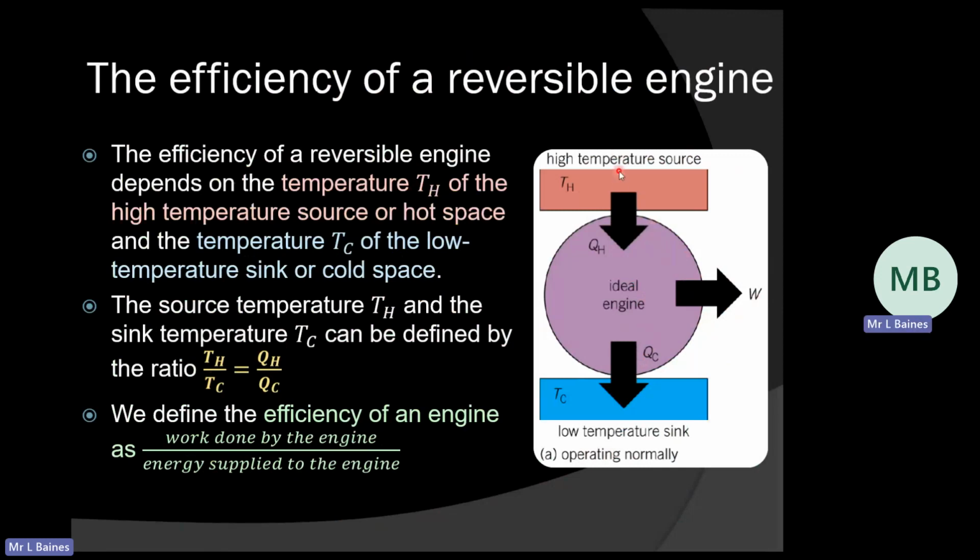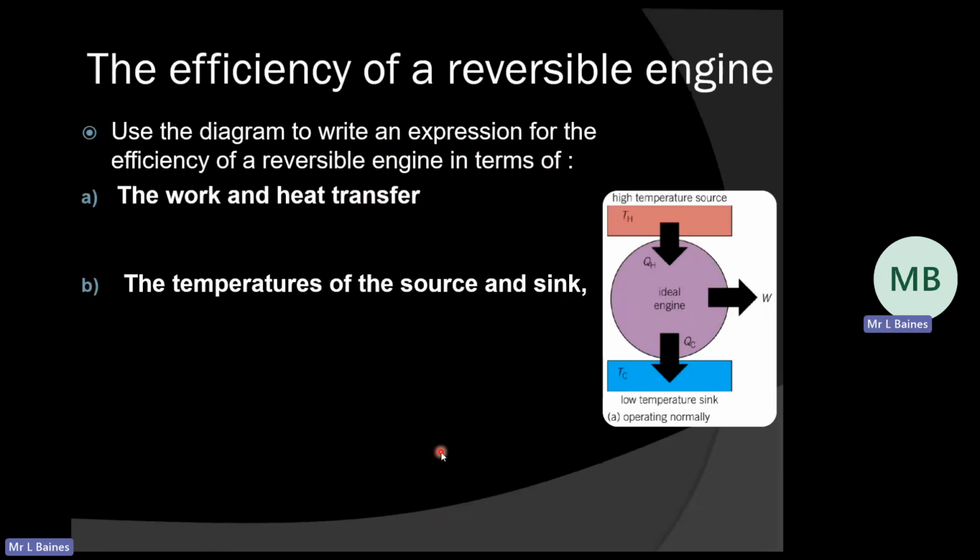Now, in this example, our energy is being supplied by our hot source, and obviously in a reversible engine, the energy would be supplied from my cold source. Now, if we look at this diagram on my right-hand side, we know that our efficiency is the work done divided by the energy supplied, which is going to give me work divided by QH, or the energy from my hot, high temperature source.